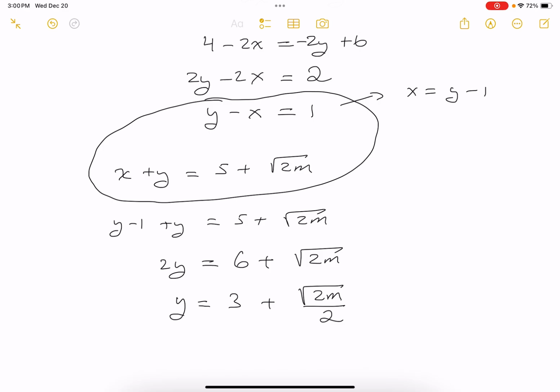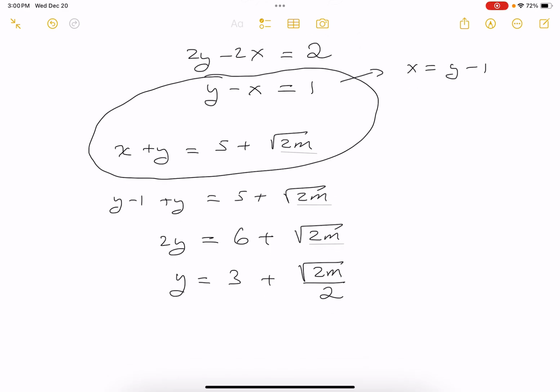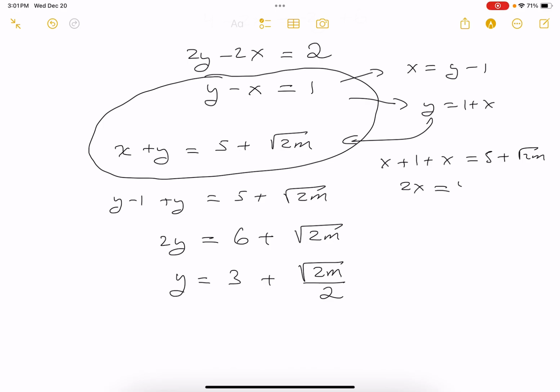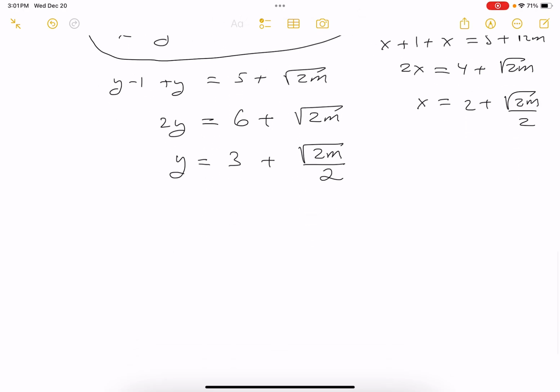And you know what we're going to do? We're also going to figure out what x is too. And how am I going to do that? Let's make another substitution over here. I'll say y equals 1 plus x. Let's plug that in. So you get x plus 1 plus x equals 5 plus root 2m. You get 2x equals 4 plus root 2m, and x equals 2 plus the root of 2m over 2. All right, so we know what x and y are for this to occur.